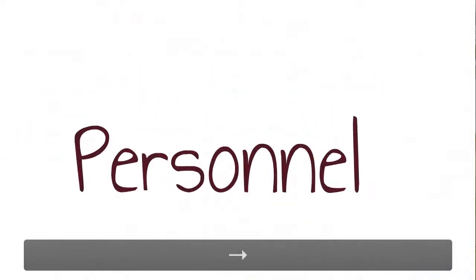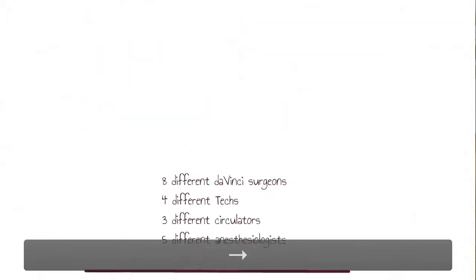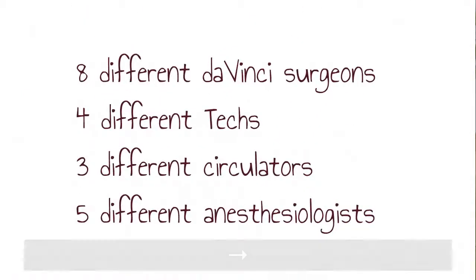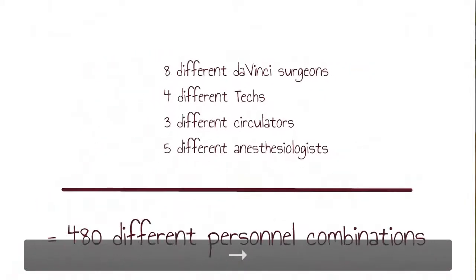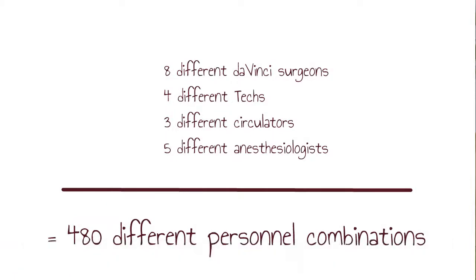Okay, how about personnel? Let's take an example here. So if we look at an average daVinci program, they've got like 8 different surgeons, 4 techs, 3 circulators, 5 anesthesiologists. Not a very big program. But just in this small group of people, there are 480 different personnel combinations. Seriously, that means if I were to walk into this hospital's operating room, I would have a 1 in 480 chance of finding the same staff in that room.